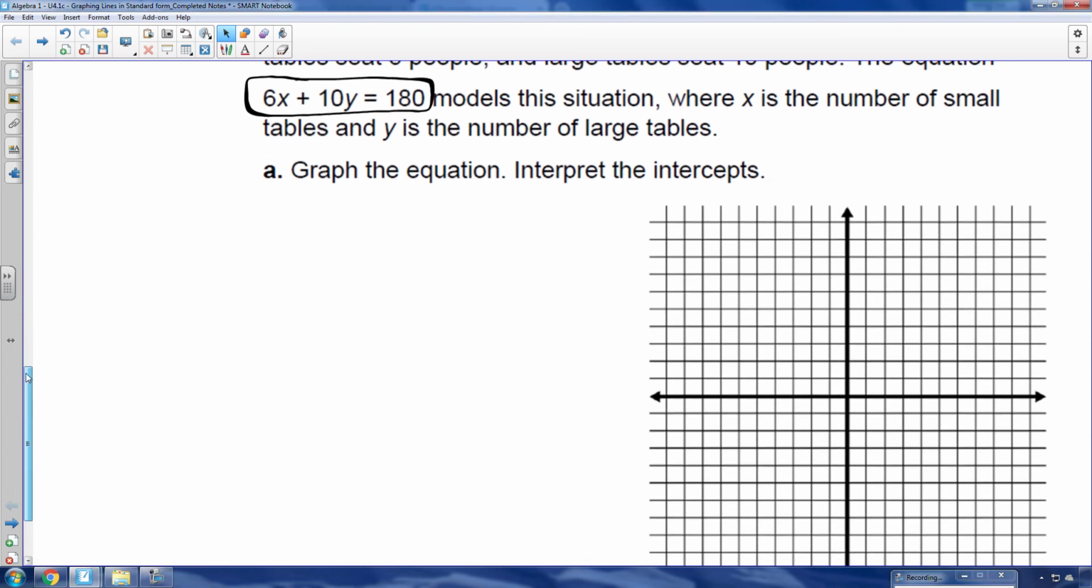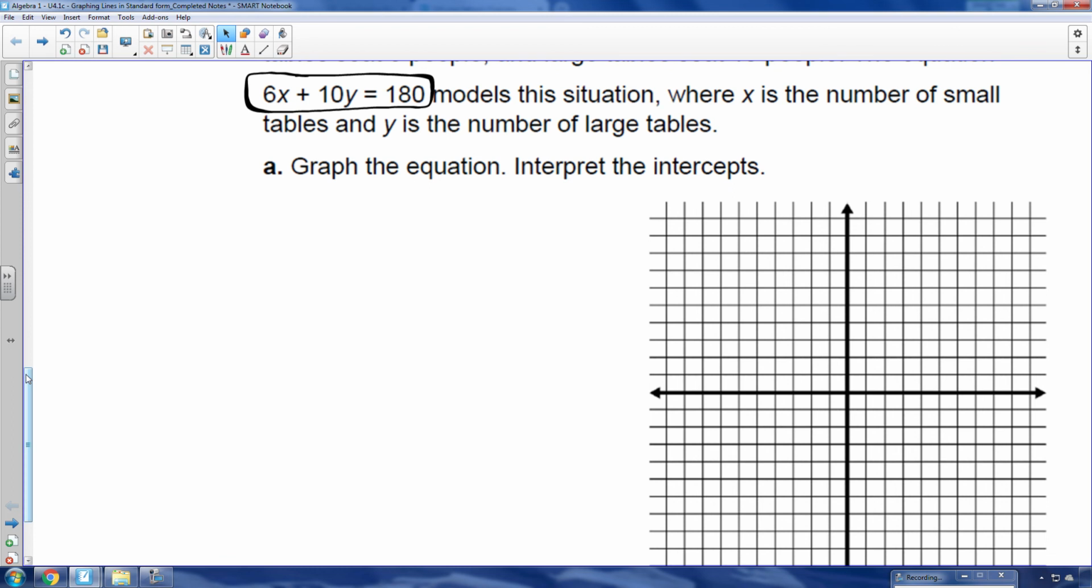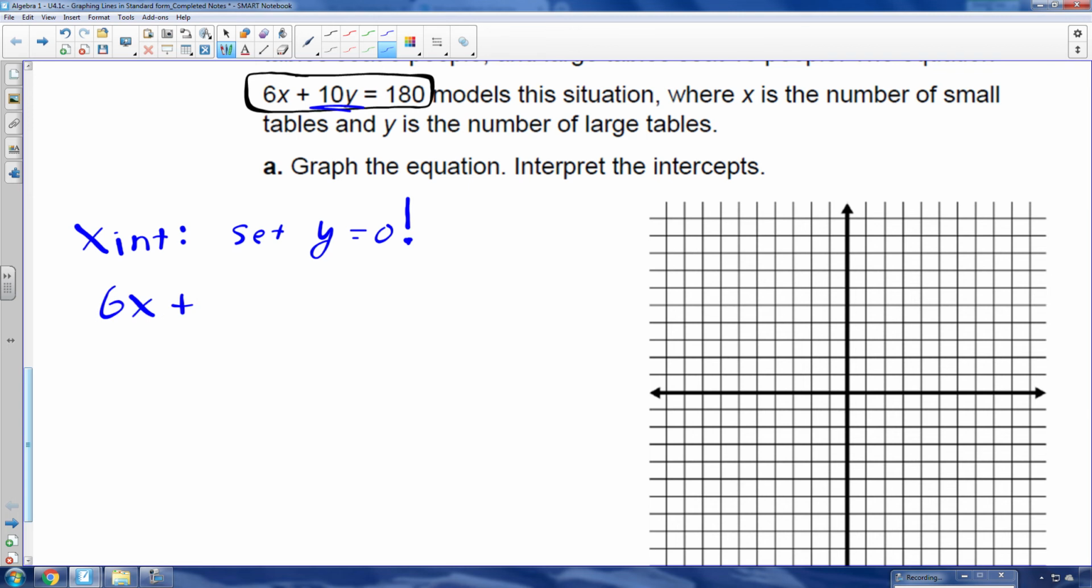We're going to look at this equation and do exactly what we did before. So let's do the first thing, which is the x-intercept, right? The x-int is always going to be: set the y equal to 0. So if you set the y equal to 0, you have 6x plus, well, what's 10 times 0 going to be? 0. So it's not really necessary to go out of our way with that. It's just going to be 6x is equal to 180. When we divide both sides by 6, we're going to get x is equal to 30. So that's our answer for our x-intercept. It's 30 for x and 0 for y.